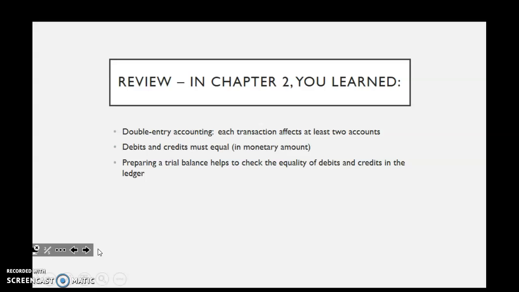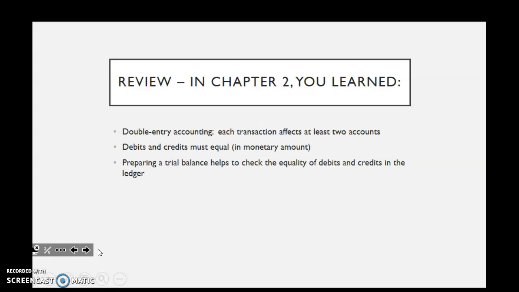So in chapter 2, let's just review a little bit. You learned about double entry accounting, which, remember, every transaction that you have has at least two accounts. You have a debit and a credit, and your debits and your credits must equal, at least in monetary amount. Now, you may have two debits and one credit, or two credits and one debit, but as long as the total money amount of debits equals the total money amount of credits, that's what you need to do. And also, you learned about preparing a trial balance.